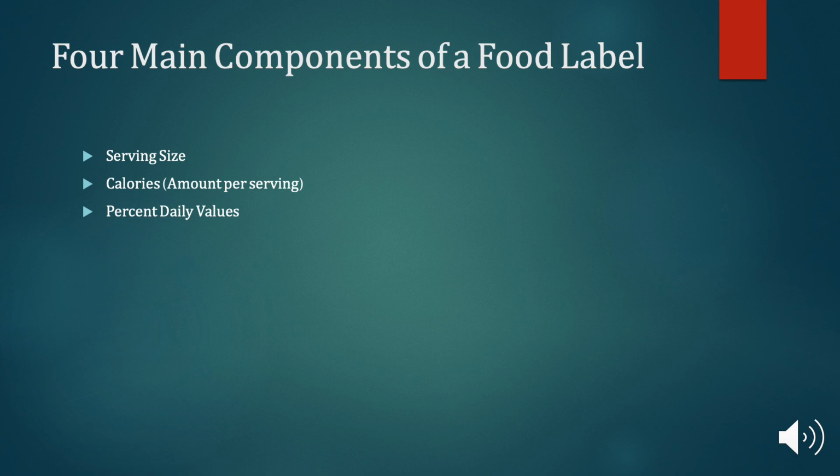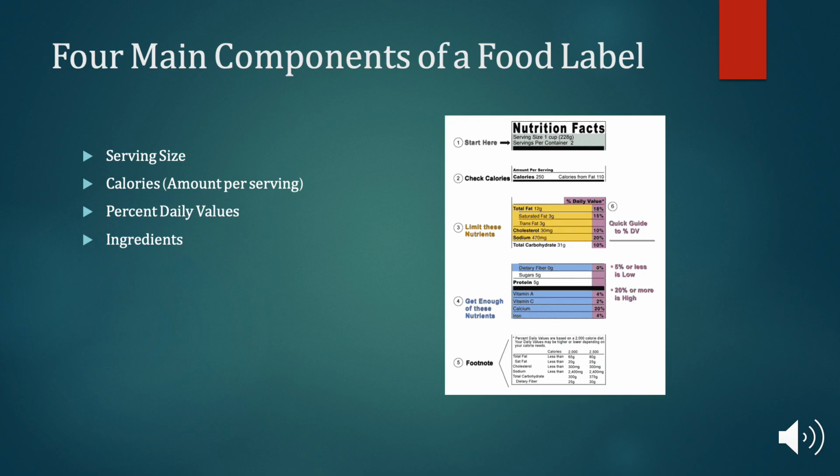For example, if the label lists 15% calcium, it means that one serving provides 15% of the calcium you need each day. Daily values are based on a 2,000 calorie diet for healthy adults. And the 4th component is ingredients, which is self-explanatory as the ingredients found in the food product. And here's an example of a food label and how to read it.